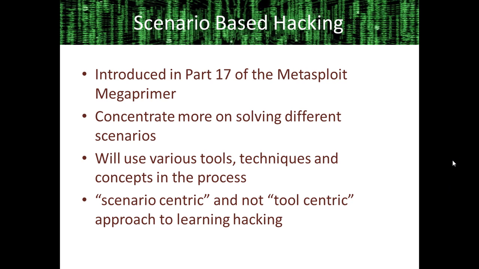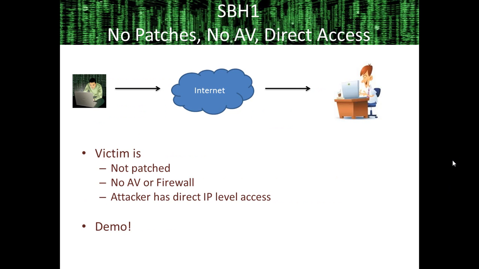So let us take up the very first scenario, which of course has to be the simplest one. As we already mentioned, we'll slowly graduate to more difficult levels. So in scenario-based hacking part 1 or SBH1, the victim has no patches installed, no AV, there is no firewall, no NATing device in front, and the attacker has direct IP level access to the victim.